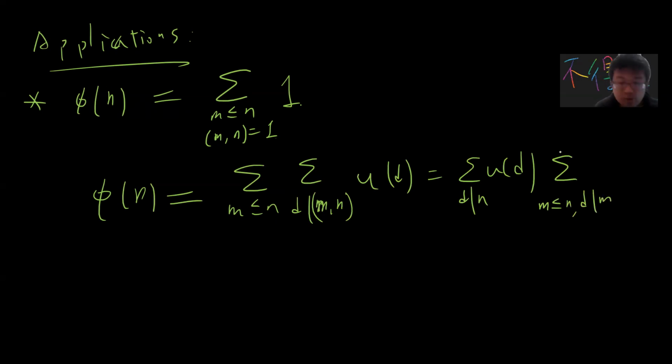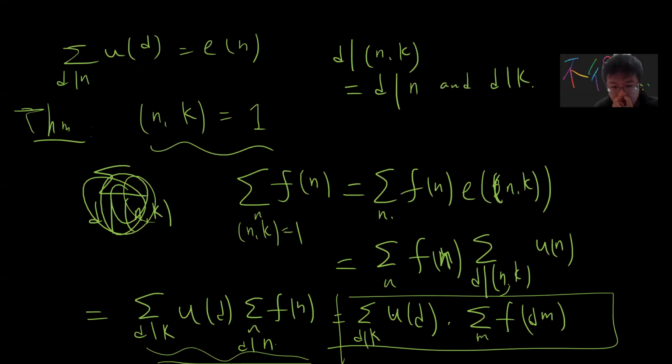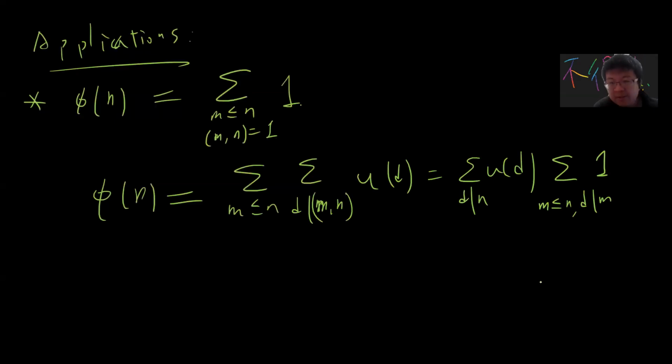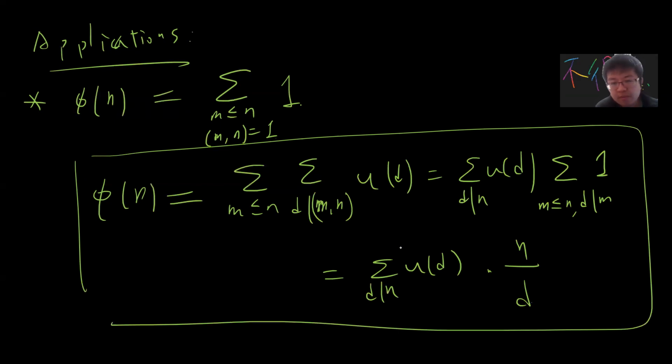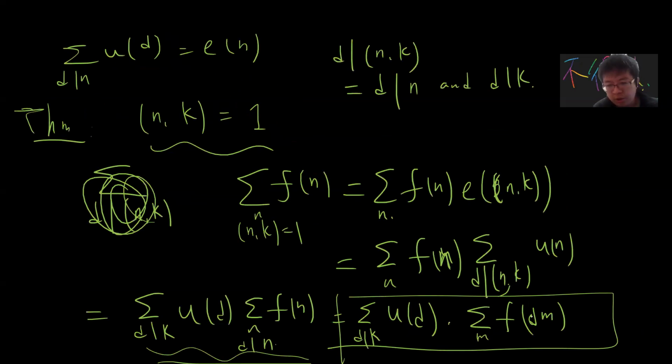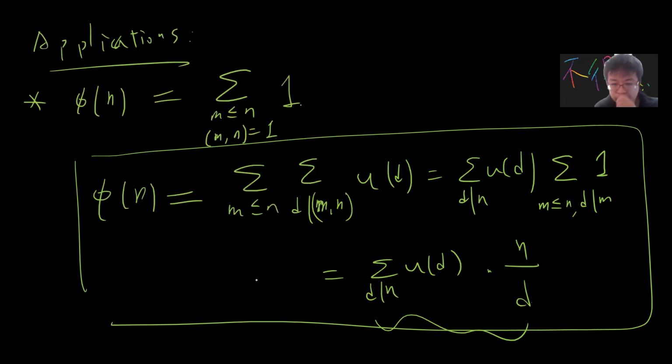So this is 1. By using this, you get something where f is 1, and then you combine everything: the sum over d dividing n of mu of d times n divided by d. This is a relation between the phi function and the Mobius function. You just change this to the sum over m being a factor of n, so you change this to n divided by d.